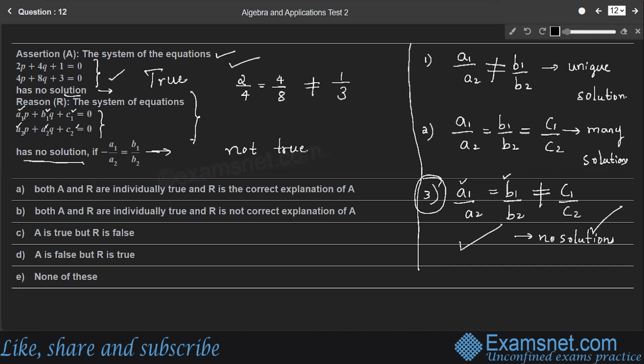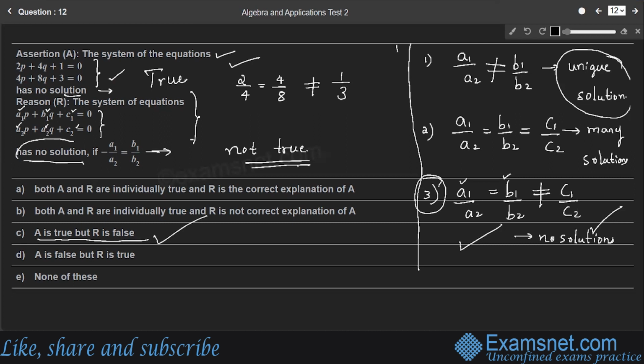Here A1 by A2 is not equal to B1 by B2. In that case, there will be a single unique solution, right? But it is given that the system has no solution. Therefore, the reason is not true. Looking at the options, assertion A is true, but reason R is false. Therefore, option C is the right answer.